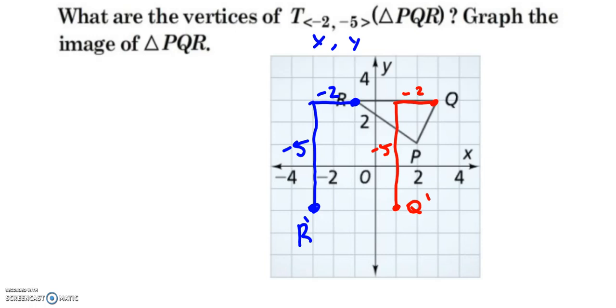And then I'll do the same thing with P. I'll go -2. Oopsie, I want to do that in a different color. I'll go 1, 2, -2, and then down 1, 2, 3, 4, 5, -5, and there is P prime. And when I connect my new points, I've created an image of my pre-image triangle.